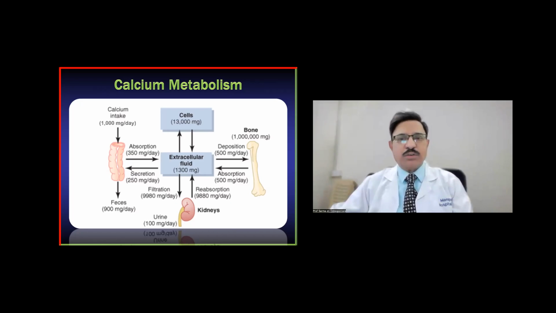The balance is achieved provided the body has enough stores. Now, from the bone, we have something around 1 lakh milligrams in the bone. This is the fixed deposit form of the calcium, and then 500 milligrams is deposited, 500 milligrams is reabsorbed every day. See, bone, kidney, ECF, gut all play an important role in the calcium homeostasis.